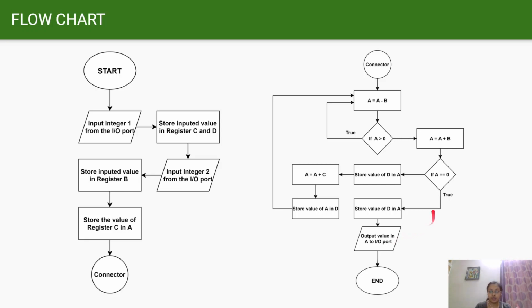But if it's not true, then we add A to the present value of A. So A becomes 2A this time, and the next time 2A will become 3A, because we're adding A once to the present value. If it's not equal to 0, all these processes are repeated, and we are essentially calculating 2A modulus B. If 2A modulus B is not equal to 0, then we'll calculate 3A modulus B, and the process continues till we find the LCM of A comma B.